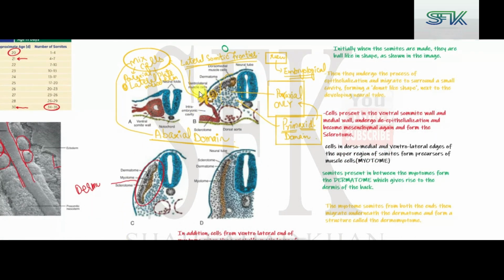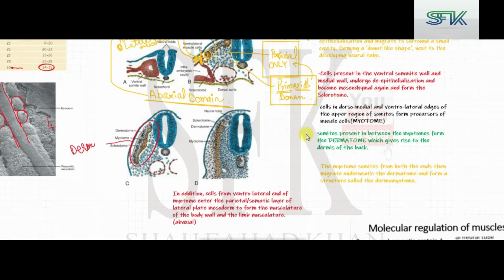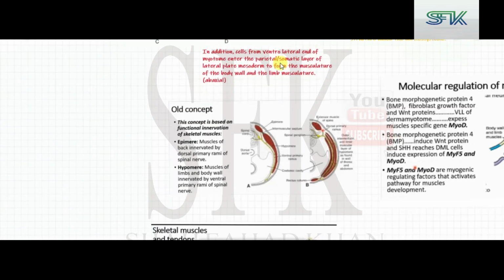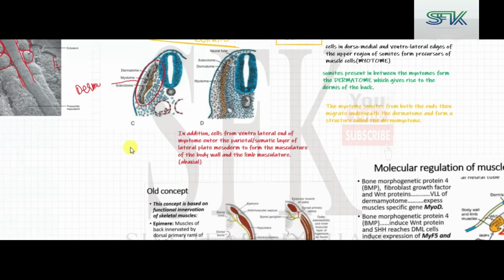Right over here is the region which contains the cells from both the ventrolateral myotome and the cells from the lateral plate mesoderm itself. Both of them form a mixed population of cells over here. And right over here, the population of cells is primarily derived from the paraxial mesoderm, and that's the domain called the primaxial domain. So we've discussed them, and I have given you the notes as well. That was the new concept of muscle development.